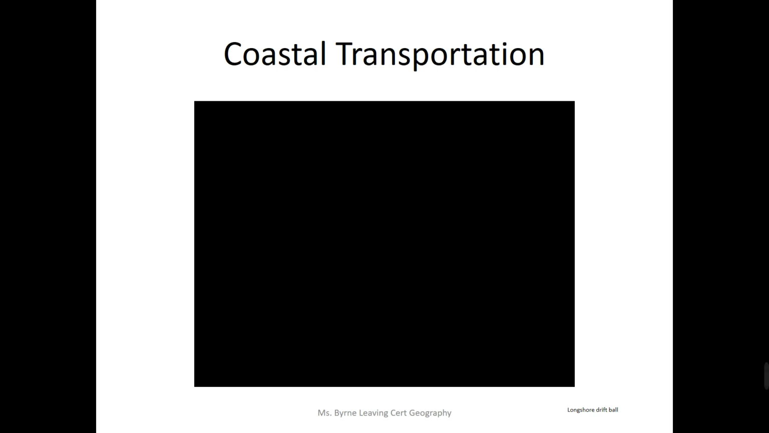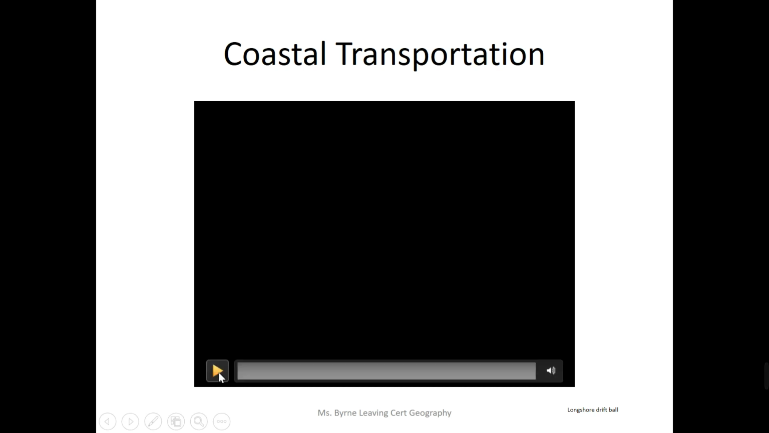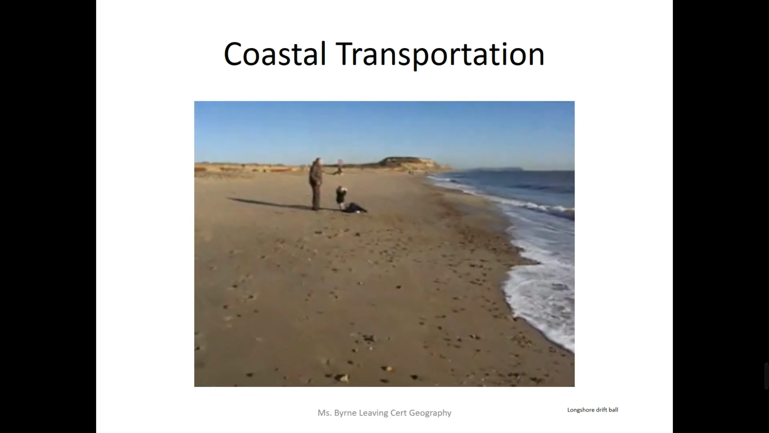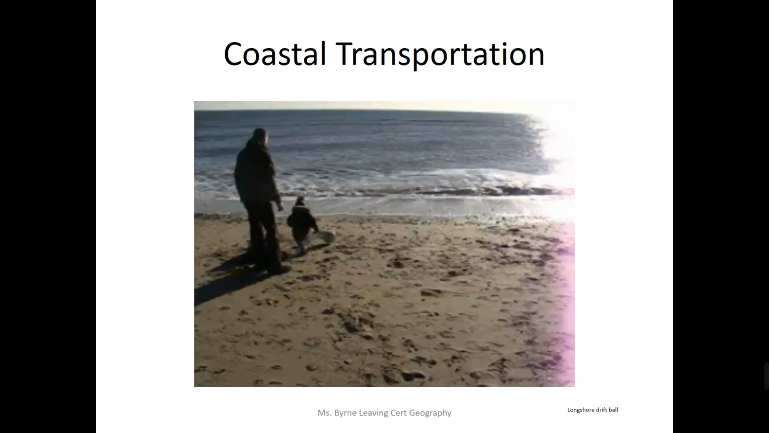This is because of Longshore Drift. But hopefully you were all reunited with your families at the end. Right, here's a little clip showing you this. I don't know these people, by the way. Longshore Drift. There it is. A boy and his dad.